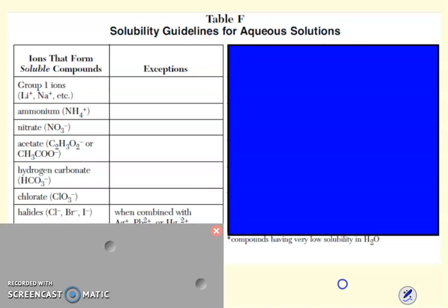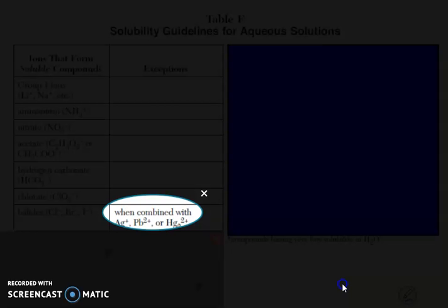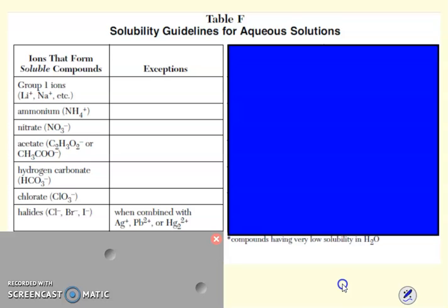The next two here are the halides and the sulfates. Let's talk about halides first. Halides are your halogens: fluorine, chlorine, bromine, and iodine. They don't mention fluorine here, but anytime you have an ionic compound with fluorine, chlorine, bromine, or iodine as the anion, that's called a halide. They are all going to be soluble, except if you have them with silver, lead, or mercury. In that case, they are insoluble. Those would not dissolve in water. But otherwise, they will dissolve in water.